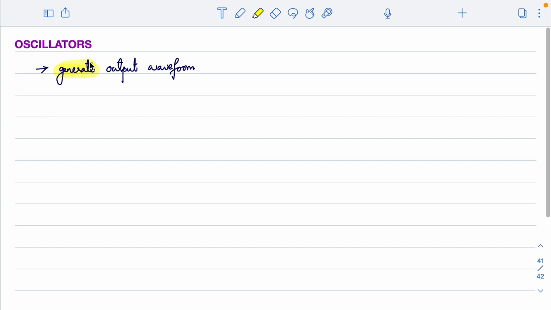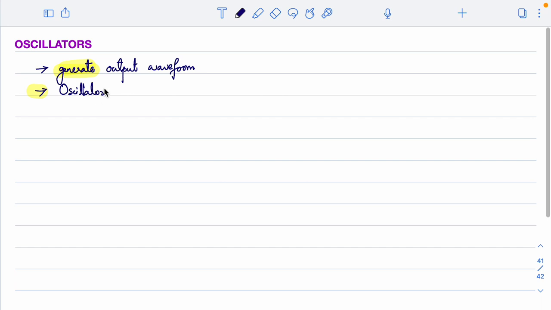If you precisely give a definition for an oscillator, we can say that an oscillator is a circuit that can generate a repetitive waveform. The waveform will keep on repeating, it will be of some fixed amplitude and some fixed frequency, and it will be generated without any external input signal. That is how we can define an oscillator circuit.